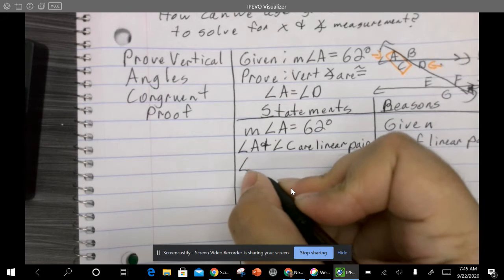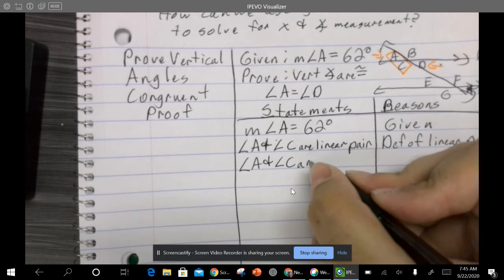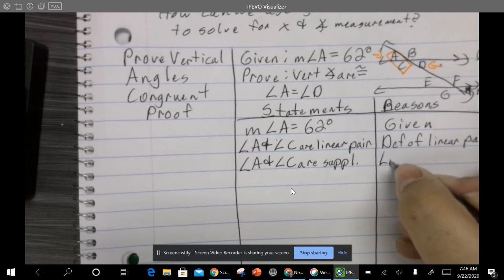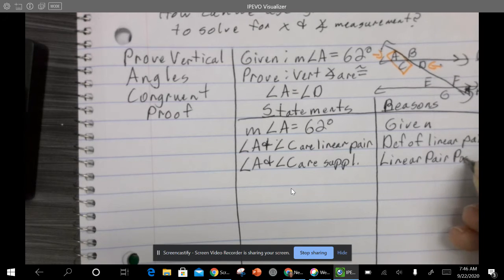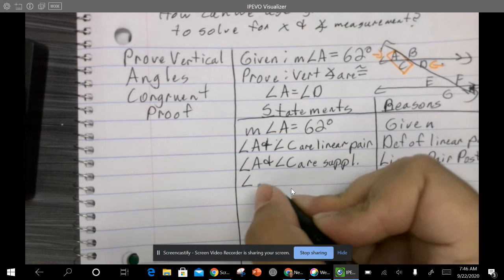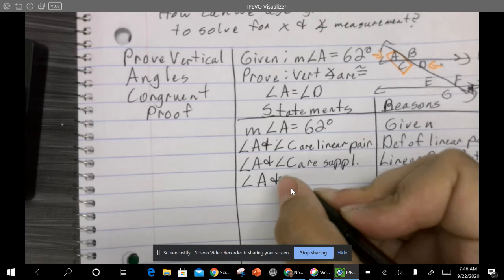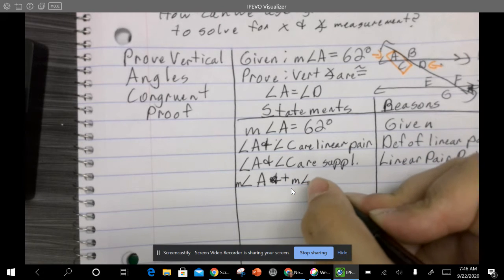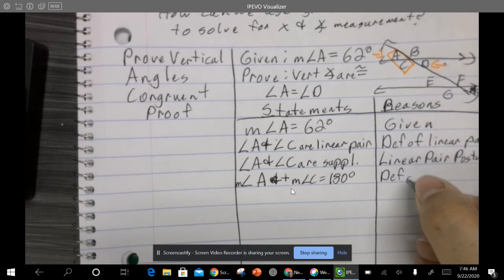So since they are a linear pair, that means that angles A and C are supplementary. And that's by our linear pair postulate. Okay, so we have that angle A and angle C. So that means that the measure of angle A plus the measure of angle C is going to equal 180 degrees. Okay, and that's the definition of supplementary.